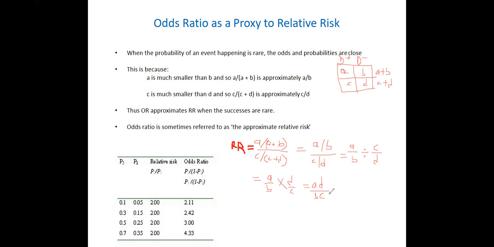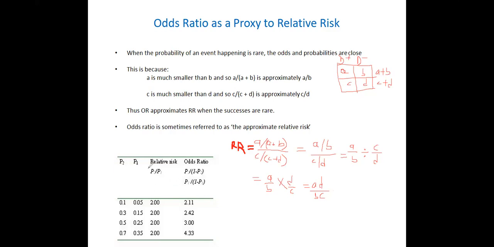So when the disease is rare, the value of the odds ratio approximates that of the relative risk, just like the way the value of odds approximates that of risk. The odds ratio is sometimes referred to as the approximate relative risk. Look at the table here, it's demonstrating the same thing.